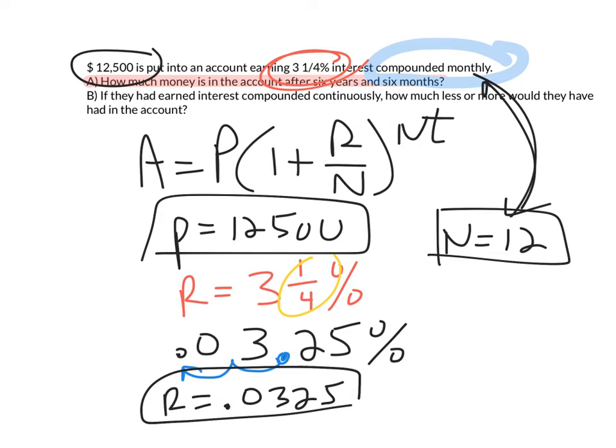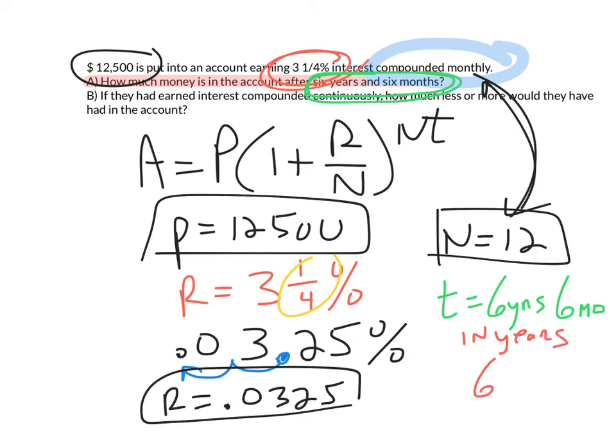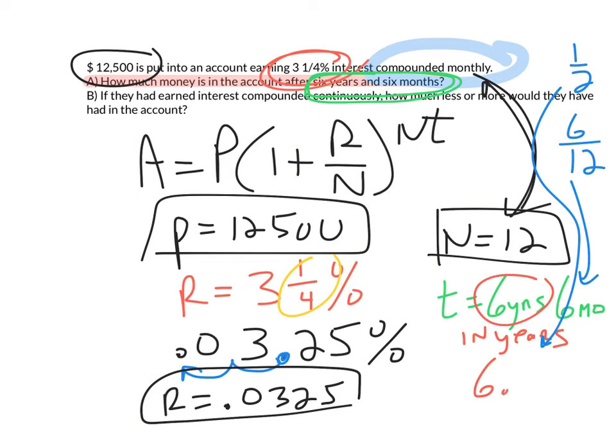And now for the time. The time is 6 years and 6 months. So T is 6 years, 6 months. Now, the time always has to be in years, so we can't have it in years and months. So I know it's going to be 6 for the 6 years. But now I have these extra 6 months. Now, I know a full year is 12 months. So really I have 6 of the 12 months, so I have the fraction 6 over 12. Well, 6 over 12 is the same as 1/2. So this is the same as 6.5 years. So I'm going to write that as 6.5. So that's going to be our time.